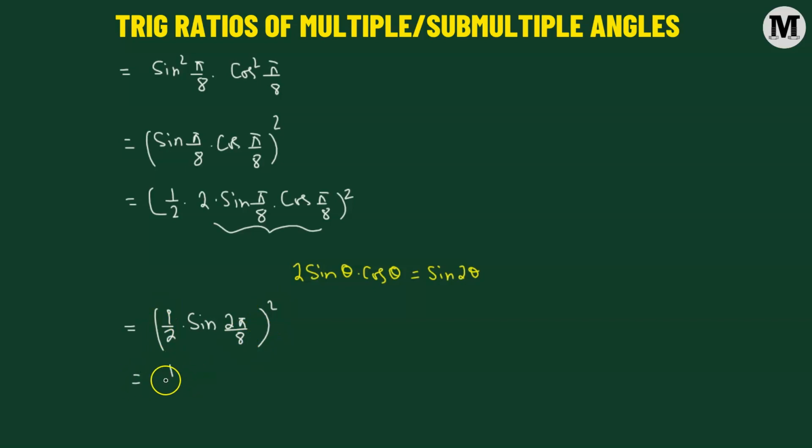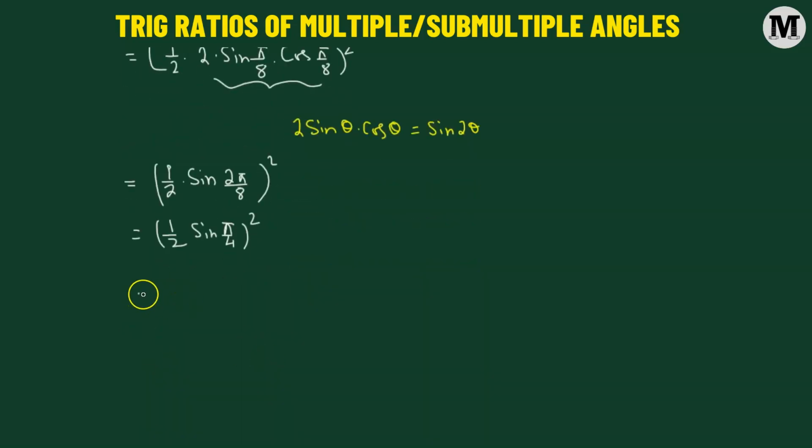So this is going to give us half times sine of 2 pi over 8, which is pi over 4, whole squared. Now, what's the value of sine pi over 4? That's the standard value, 1 over square root of 2. We have to square this value. When you square it, we get the final result, which is 1 over 8.